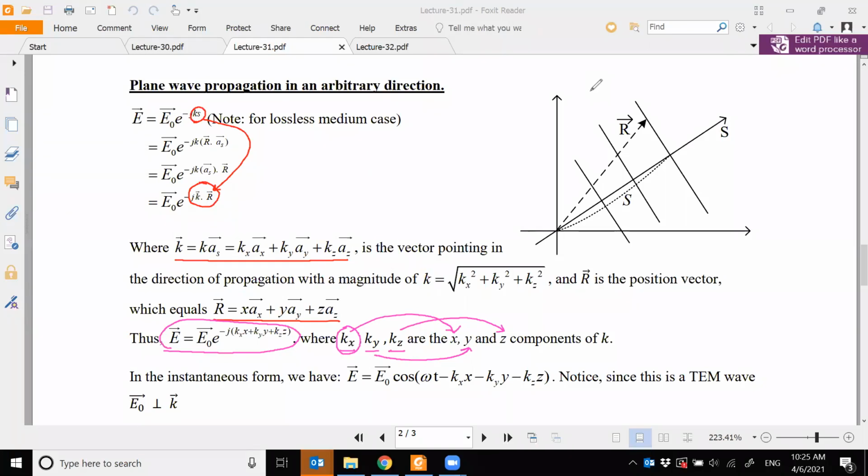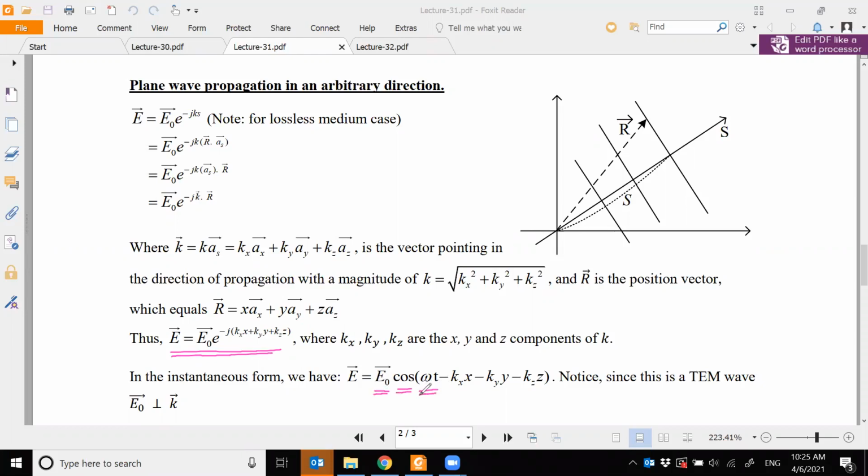Now, because this is in the phasor form, if you want to write it in the instantaneous form, then it will be E naught bar cos of omega t minus KxX minus KyY minus KzZ. So these are the component of the propagation constant along the x direction, the y direction, and the z direction.